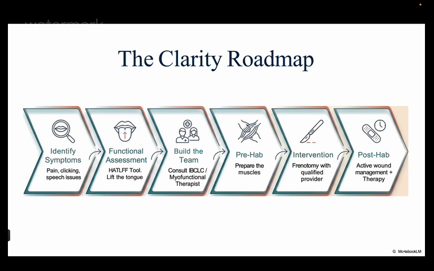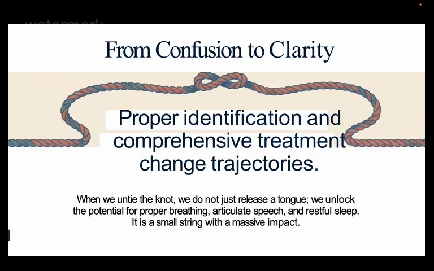So pre-rehabilitation, the intervention and the post-rehabilitation will always be needed for the child for the betterment of life. So with this I'll conclude, from confusion to clarity. So what is the confusion we usually have, whether to treat the patient or not? So you have to assess the patient.